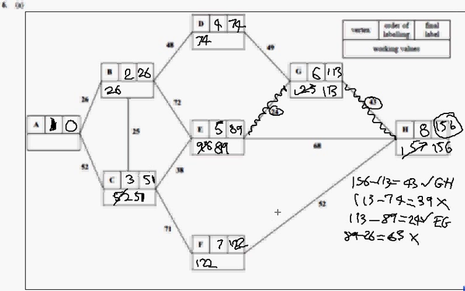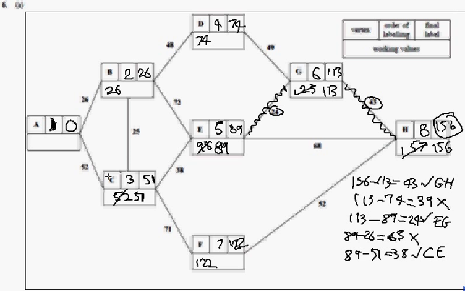89 minus 51. That's 38. Okay, that's good. 89 minus 51 equals 38. Well, that is the value of the arc, so that works. So we've got CE on the shortest path. Okay, we're at C now, that's good.